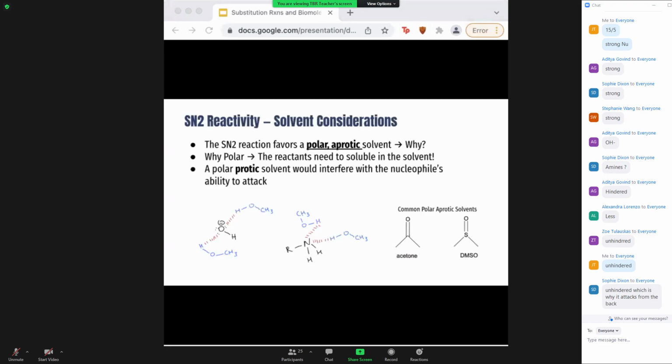Because you have these strong intermolecular forces that you have to break before you can attack, it's much less effective as a nucleophile, and it can't immediately use its electron density or lone pair to attack that carbon and kick off that leaving group. So that's why polar aprotic solvents are preferred for SN2 reactions, because they make the reaction most effective.